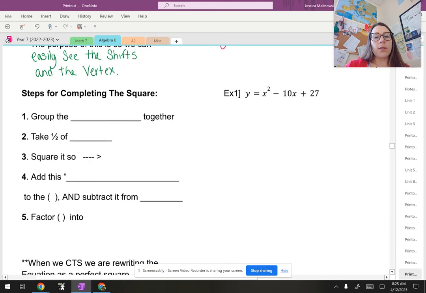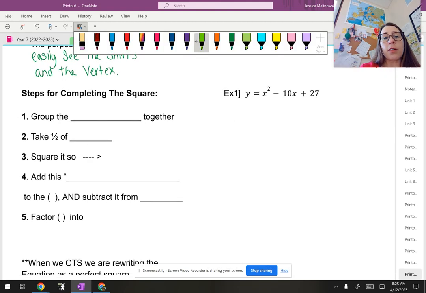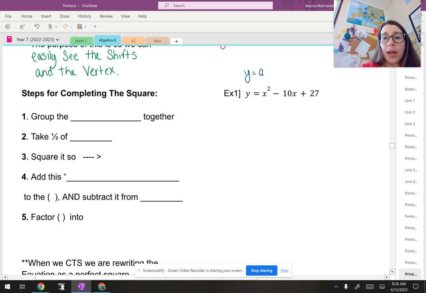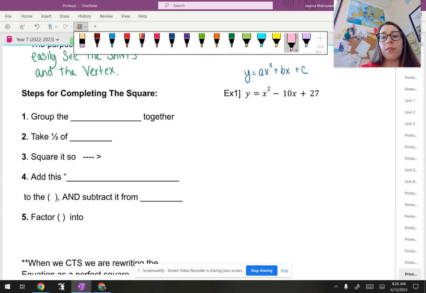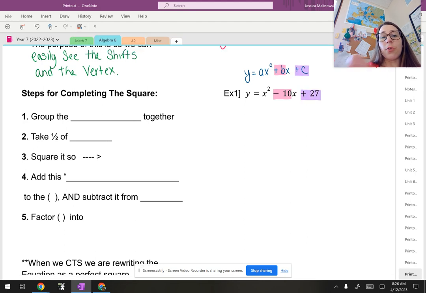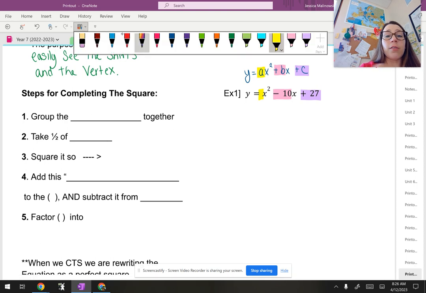Right, so here we are taking a look at some steps for completing the square, if you're a steps kind of a person. I'm going to work through the steps as I do this example. Just so we know, this is in standard form right now. This is my y equals ax squared plus bx plus c. So my b value is negative 10, my c value is 27, and my a value is that coefficient in front of it, which we all know to be a 1.